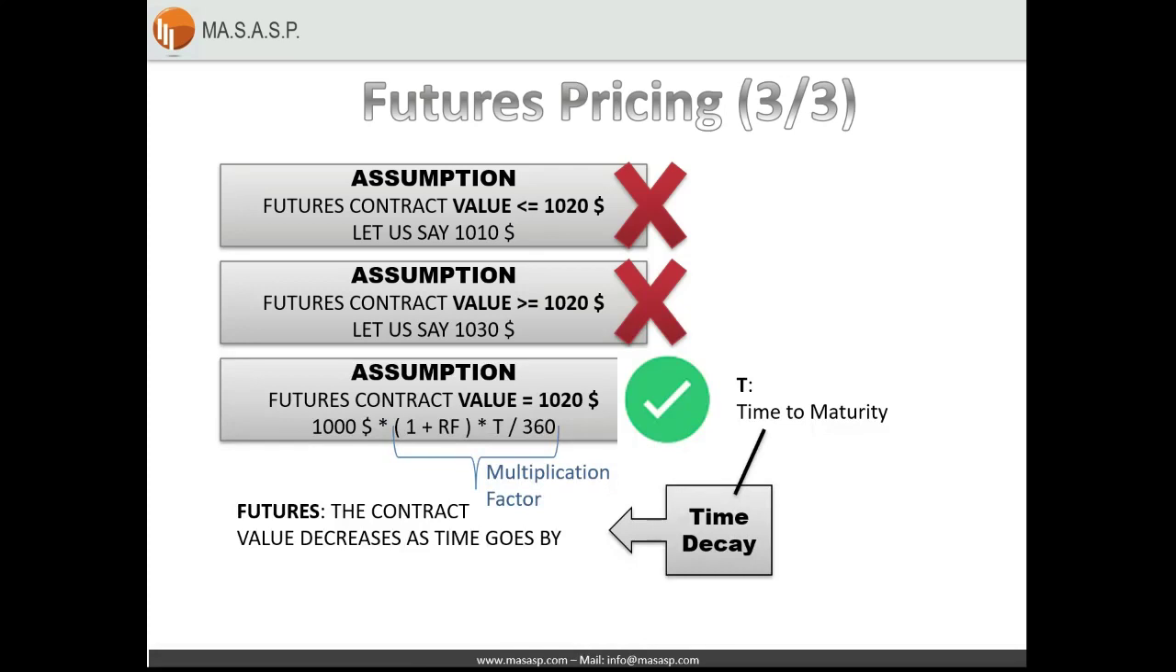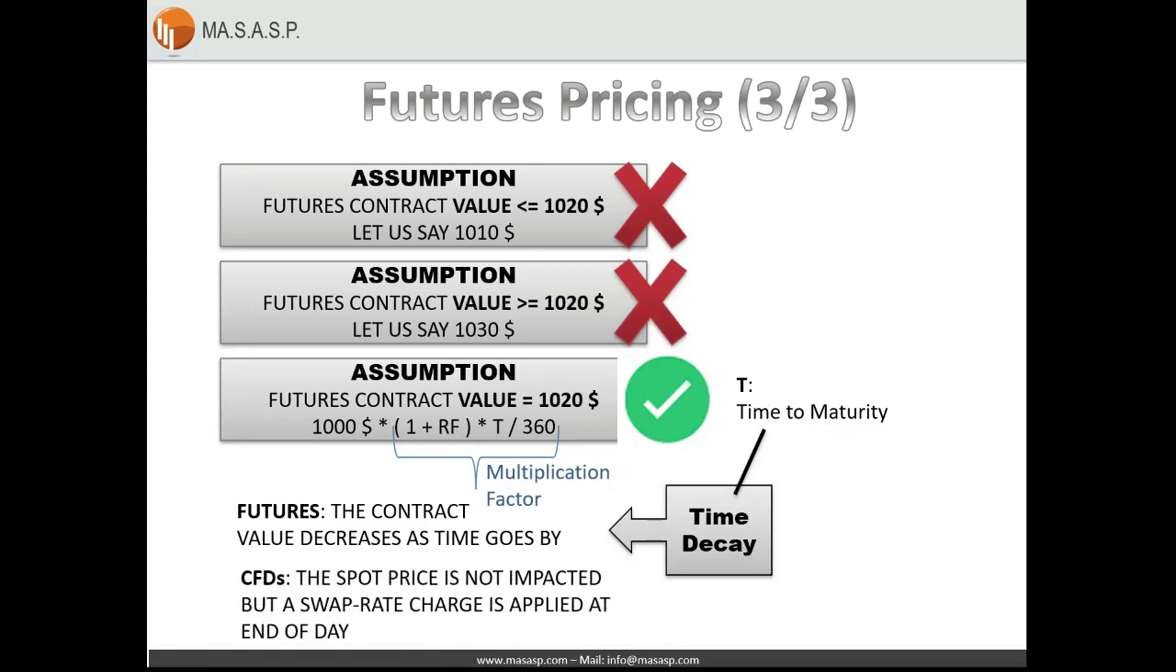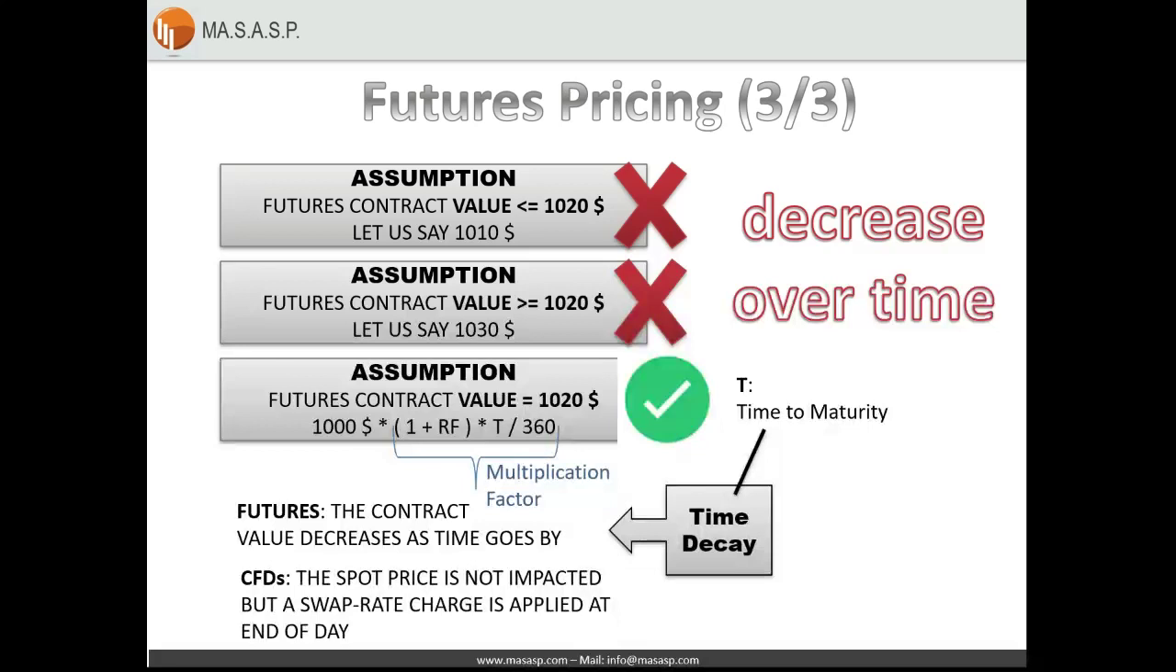Contracts for difference are a bit different. The contract for difference price equals the underlying value, which is referred to as spot price. Nonetheless, every day the trader who holds a long position is charged the swap rate. The amount of the time decay is nearly the same, but it is accounted for in a different way.